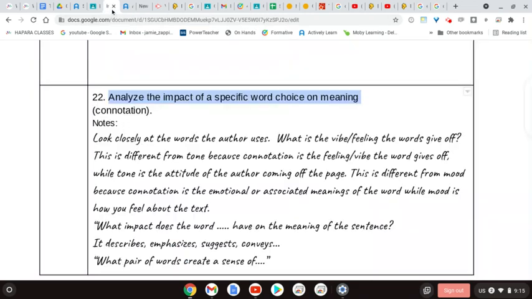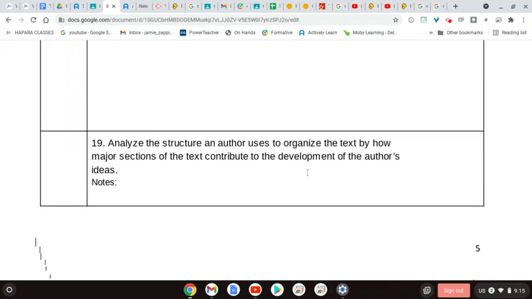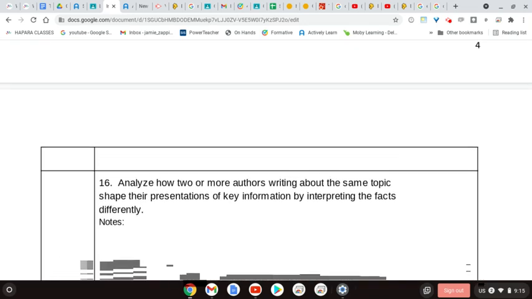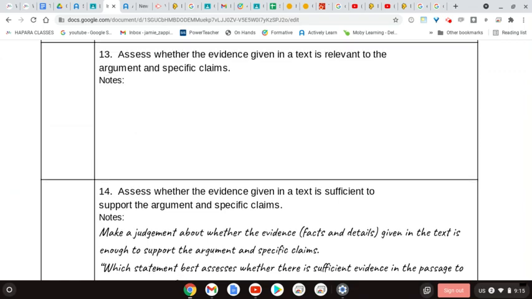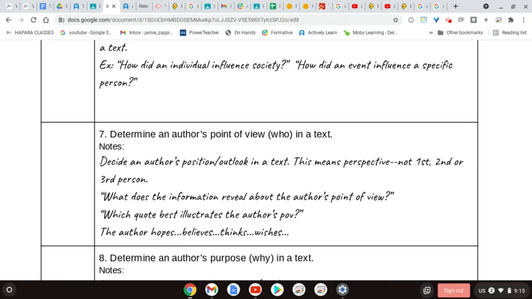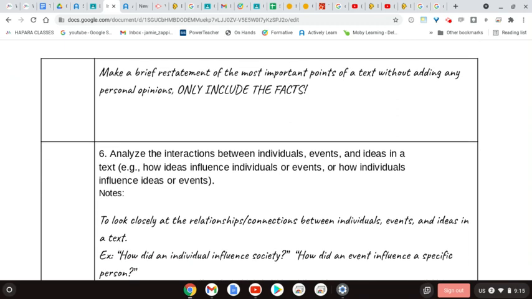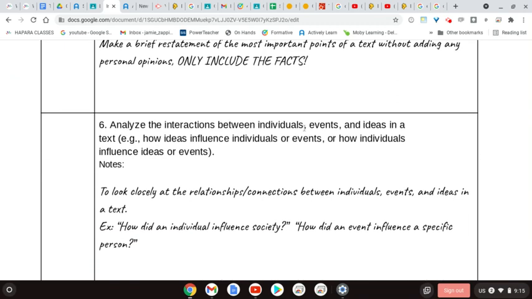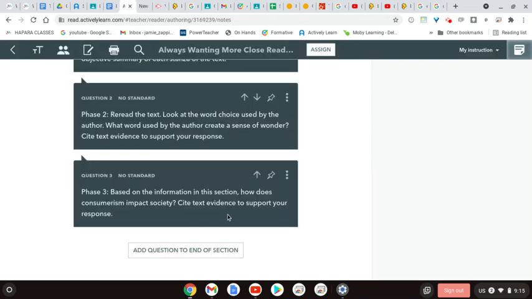As we read for this phase, we are looking at learning target number 6, the interaction between 2 different features of the text, such as the interaction between individuals, ideas, and events. So in this case, we're looking at how consumerism impacts society. So really consider that and think of a good key sentence.